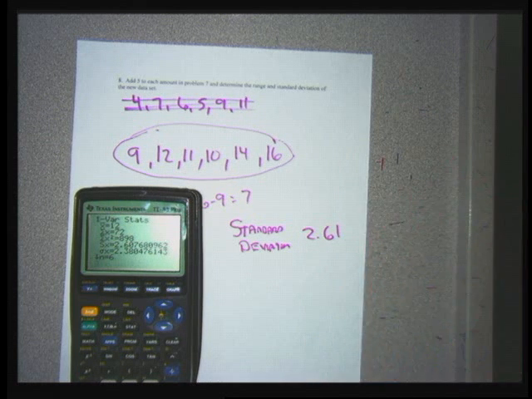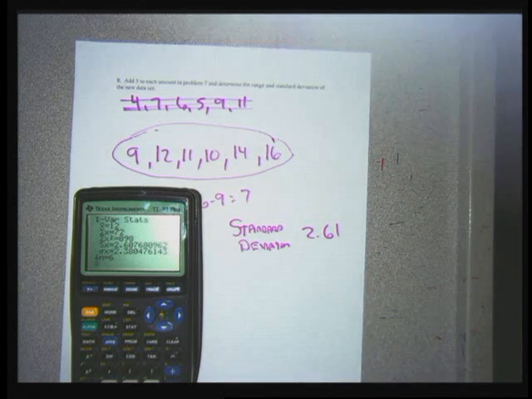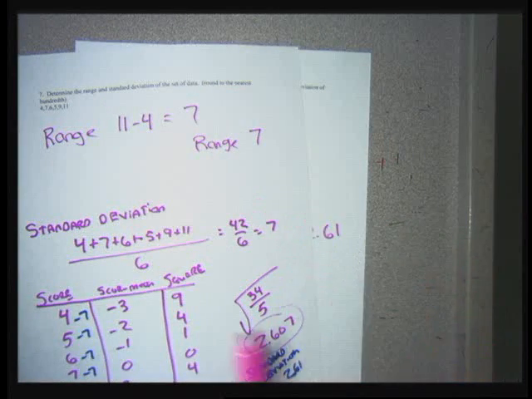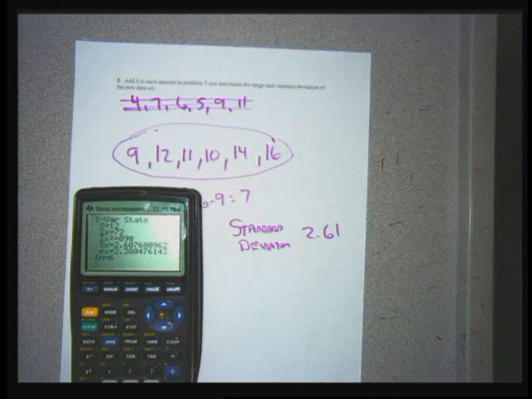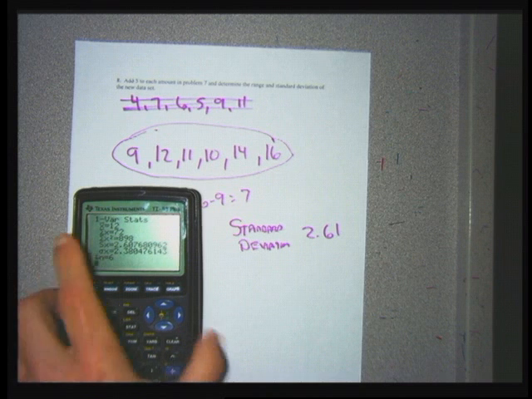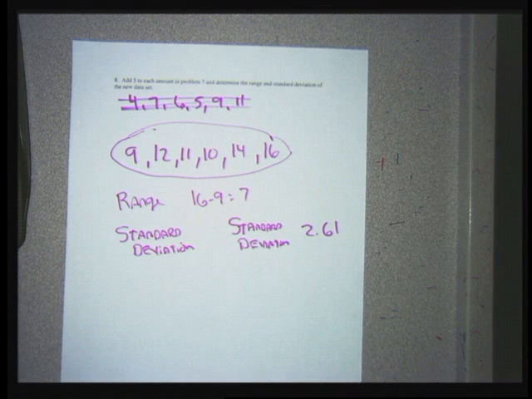And I get 2.607, which is 2.61. If I look at the answer to my last question, it's exactly the same standard deviation, exactly the same range. Just adding a fixed number to a set of numbers doesn't change the range or the standard deviation. If you multiplied all the numbers by a number, that will change the range and the standard deviation.